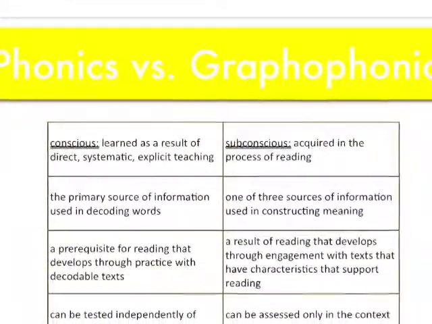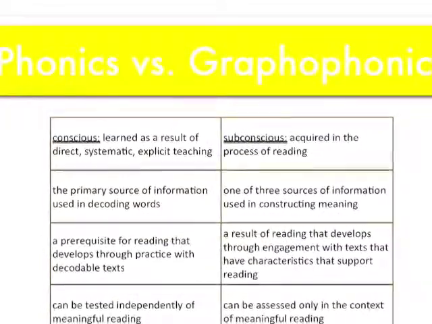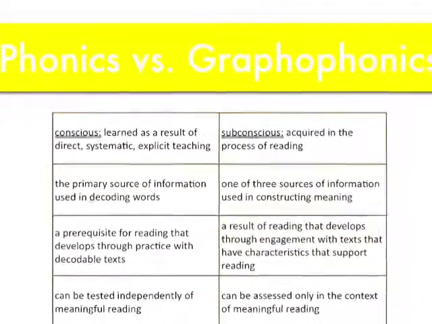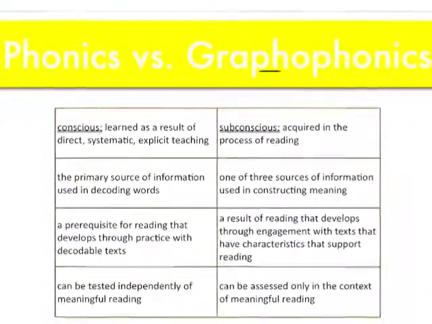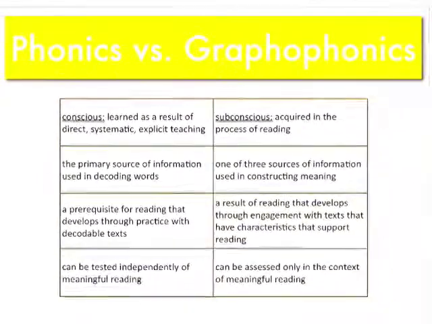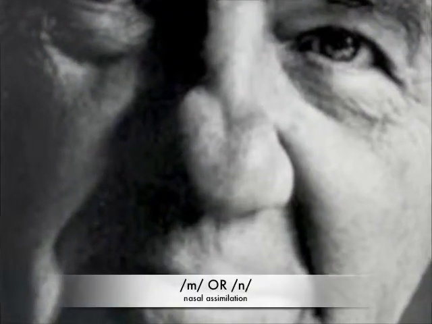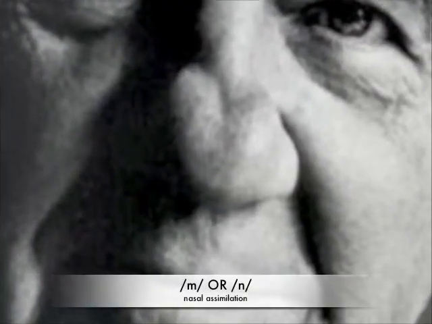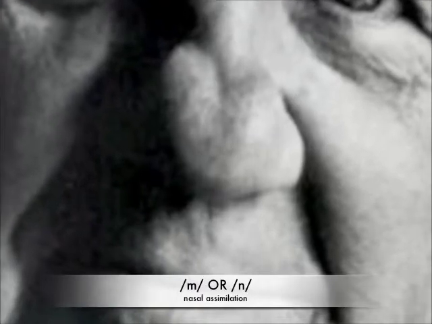While graphophonics is subconscious, one of three sources of information used to construct word meaning. It results through reading text and can be assessed only in the context of meaningful reading. However, there are other things to consider, like the co-articulation of phonemes, which involves nasal assimilation and oral stops.